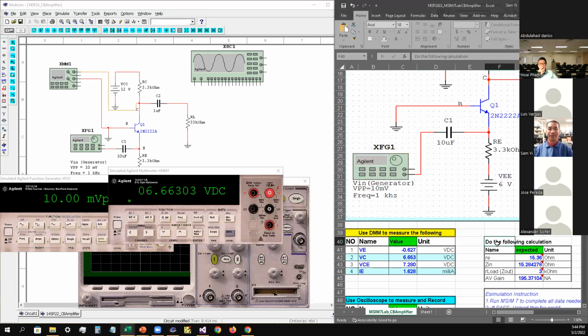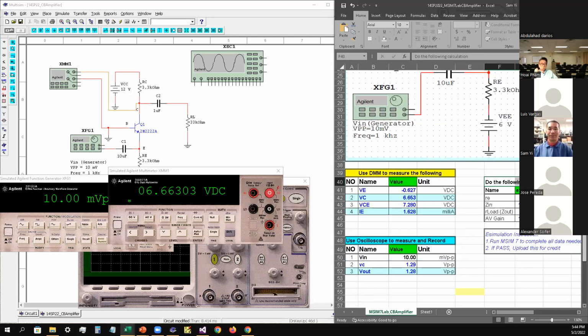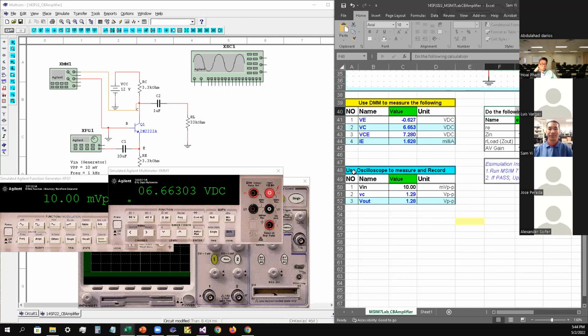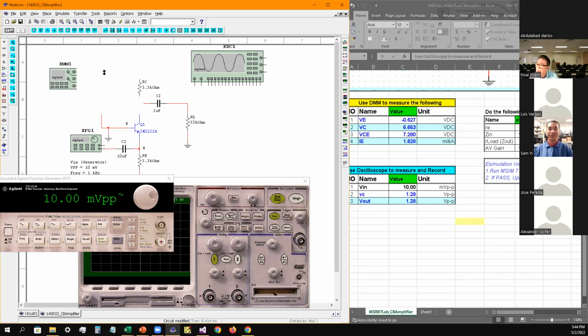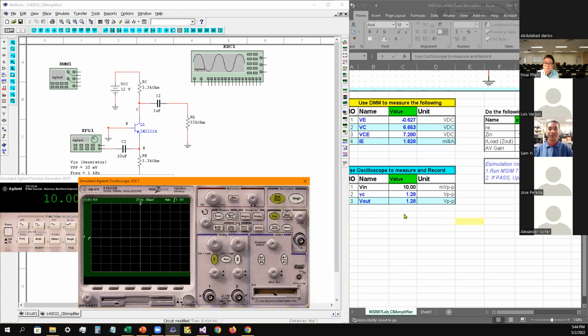This one over here, they said to do the following calculation. Here you do the calculation, so it doesn't have to do any measuring. You just do your calculation with the formula. And here it said to use the oscilloscope. So therefore now I can close this one out and use the oscilloscope.